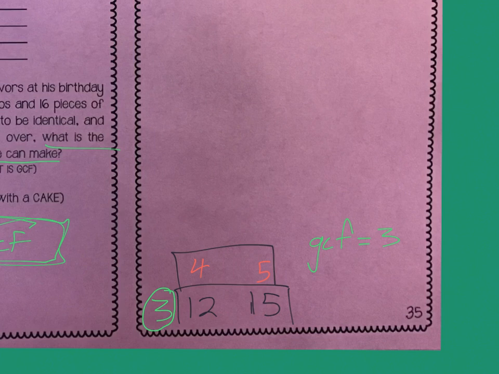So, pretty simple. Let's go over another one just to make sure that we're getting this. Let's try one that's a little bit harder. Let's try 24 and 48.